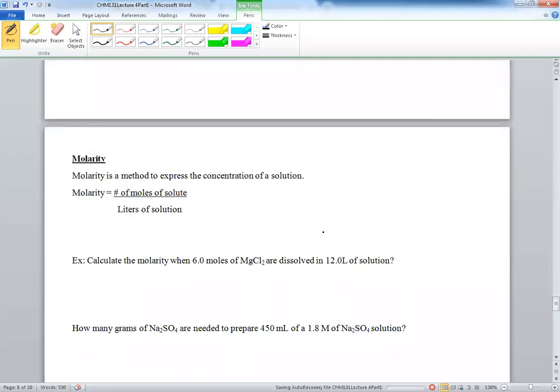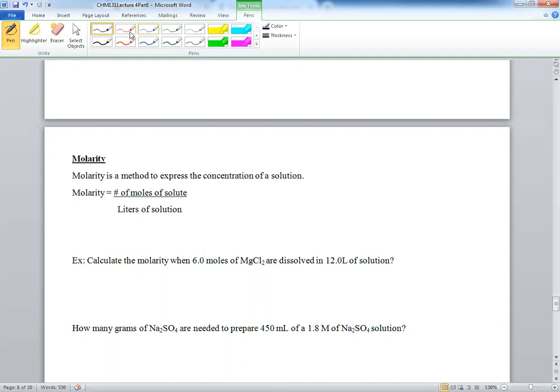Molarity. It's a method to express the concentration of a solution. You might have heard of this, it's millimoles per liter. It's used widely in chemistry, but it also has uses in the medical field. Again, it expresses the concentration of a solution, or how much solute you have in that solution.